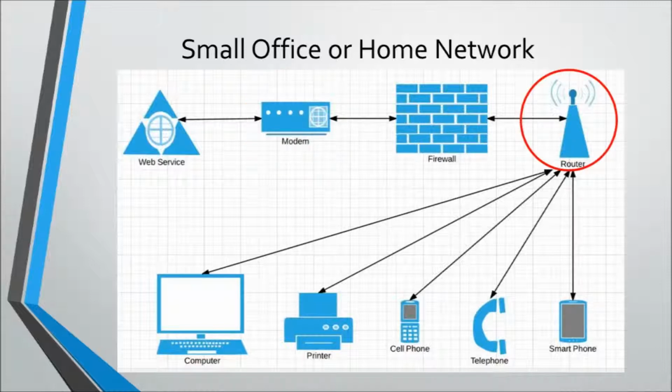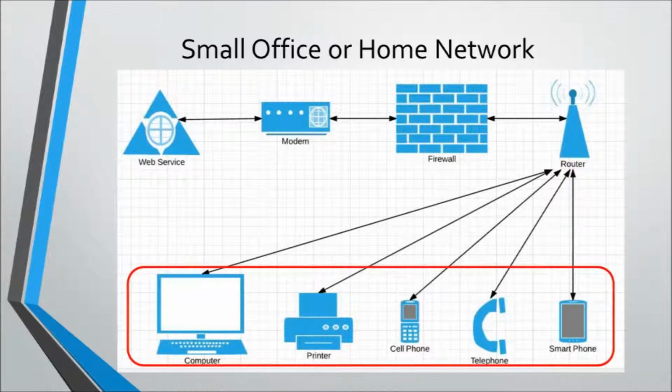The message is then transmitted through the firewall to the router. The router acts as a beacon, transmitting signals to other devices. The firewall is invisible and typically a service provided by the router. Computers, printers, cell phones, telephones, smartphones, and other devices send and receive signals through the router.